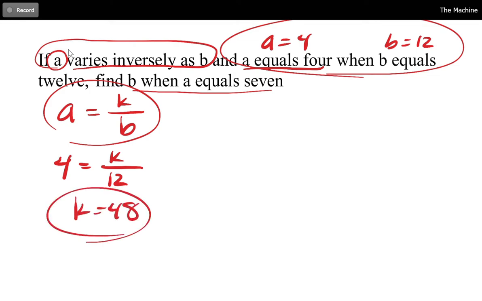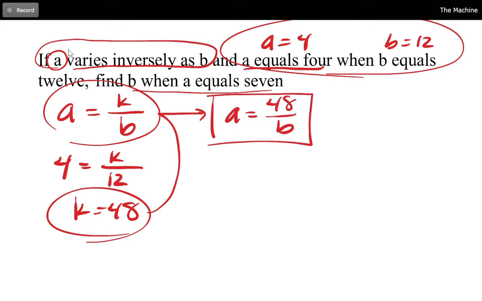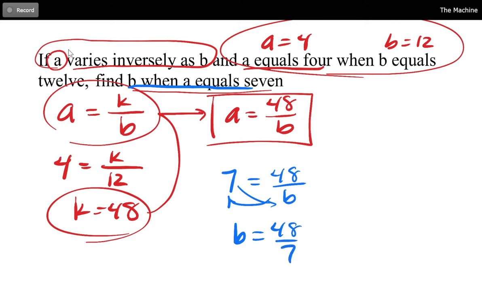So now I take this and I plug it back up in there, and I get a specific relationship now. A is equal to 48 divided by B. That's my specific equation. Now let's find the new thing. I'll even switch colors. Find B when A equals 7. So put 7 in there. 7 is equal to 48 divided by B. And as you probably know, when you solve an equation with the variable in the denominator like this, the B comes up and the 7 goes down. And so B then is equal to 48 divided by 7. And I don't think that reduces. So there I go. I'm done.